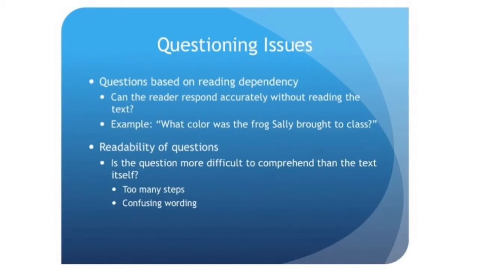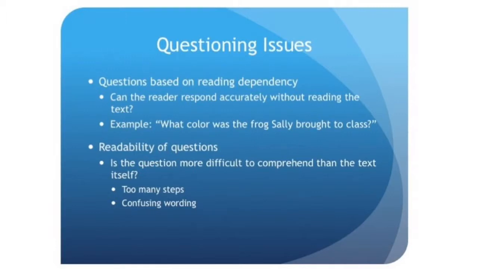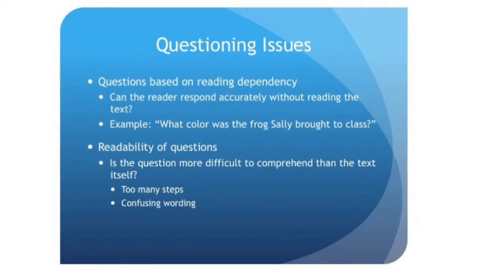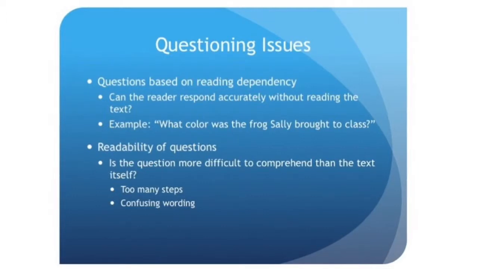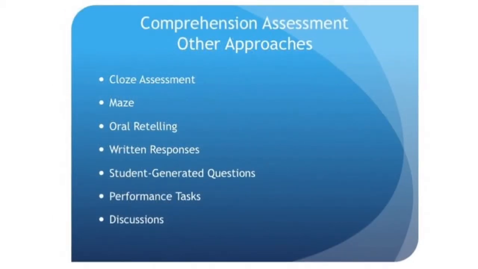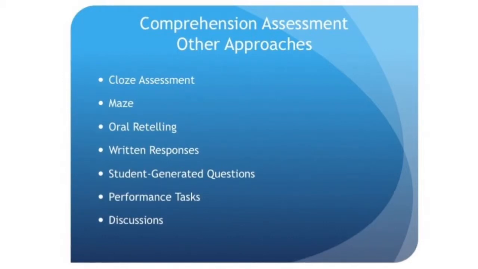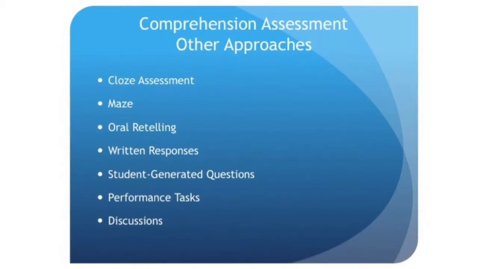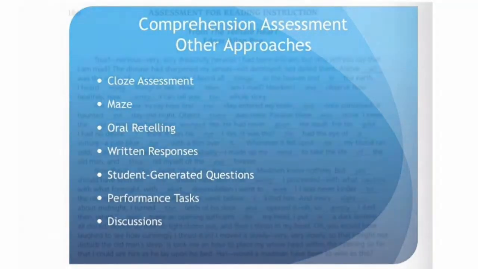Despite the convenience of using questioning to assess reading comprehension, there may be issues involving reading dependency and the readability of actual questions. Reading dependency refers to whether or not the student would actually have to read the text to answer the question. Readability refers to whether they can actually understand the question itself. To avoid these issues, educators may want to utilize an alternative approach to assess reading comprehension. Such approaches include closed assessment, maze activities, oral retelling, written responses, student-generated questions, performance tasks, and discussions.